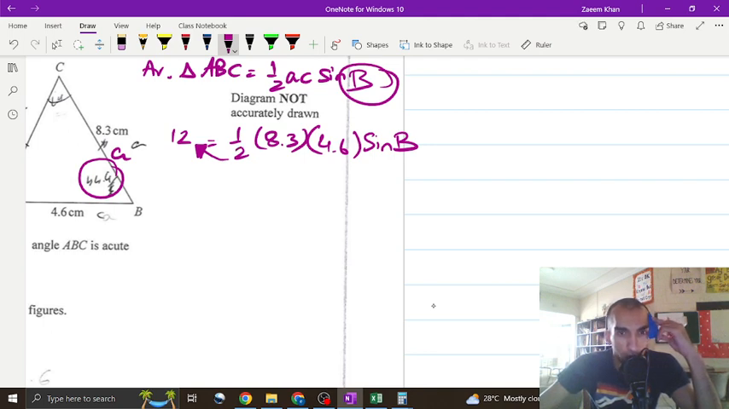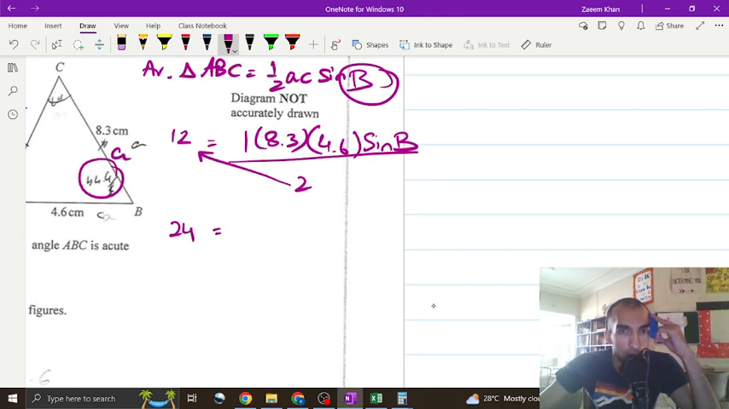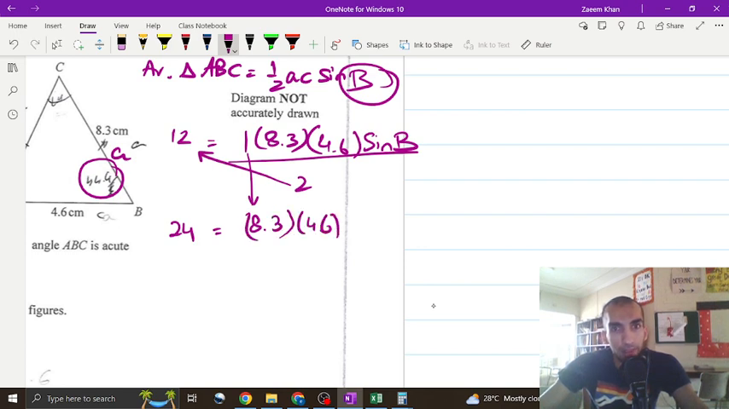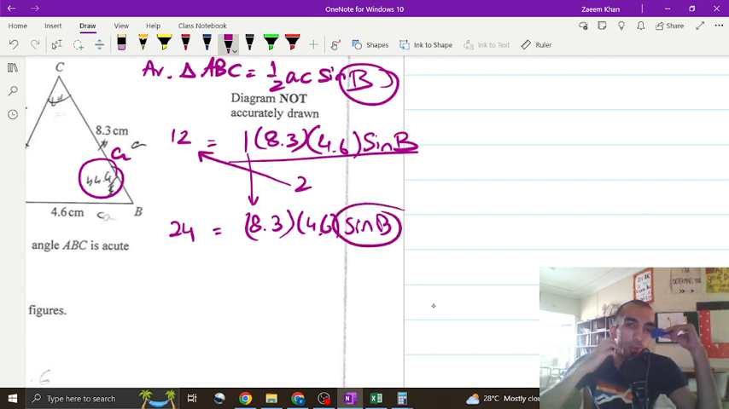So it's 1 by 2. Now, since 2 is in the denominator, I could also have written this as 1 divided by 2. The entire thing divided by 2 would have been the same thing. So if 2 goes over there, 12 times 2 gives us 24. Now we've got rid of the 2 and the 1 doesn't have any value. I can just start off with 8.3 into 4.6 sine of B. Any idea how I can move along with this and isolate B?